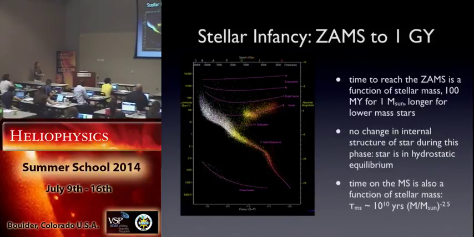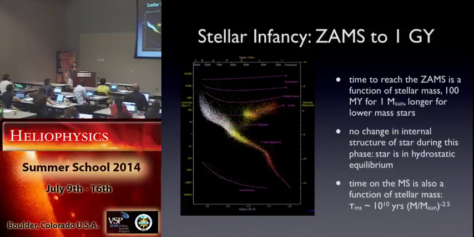So at this point, the star is pretty much established. Its internal structure is established. It's in hydrostatic equilibrium. You've got this nice main sequence that all of us astronomers know and love. The time for a star to reach this main sequence is a function of its mass. And the time that it spends on the main sequence is also a function of its mass. So a star that has a solar mass will spend about 10 billion years on the main sequence. Lower mass stars will spend considerably longer on the main sequence.